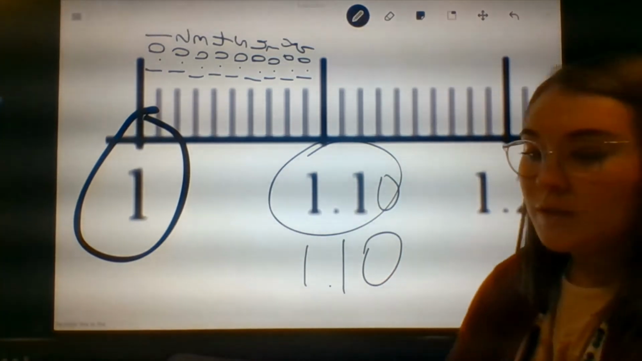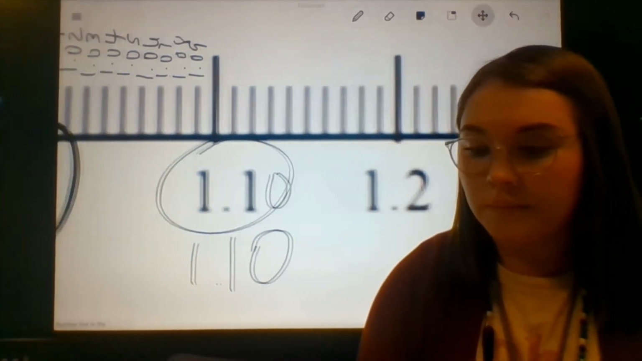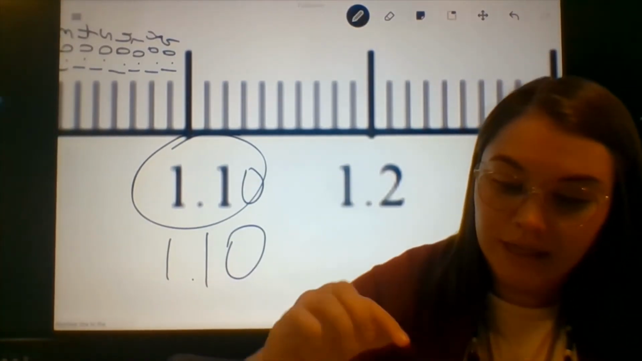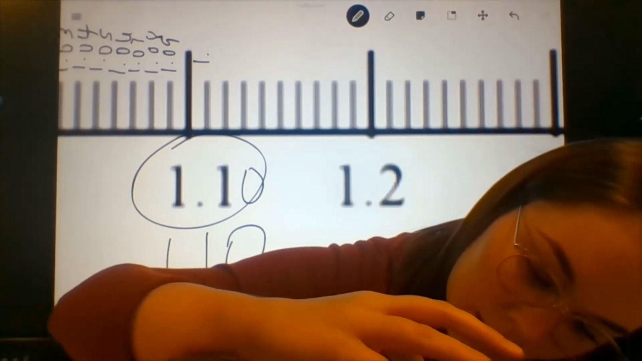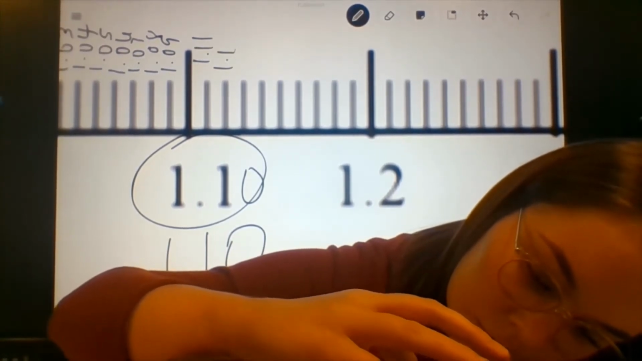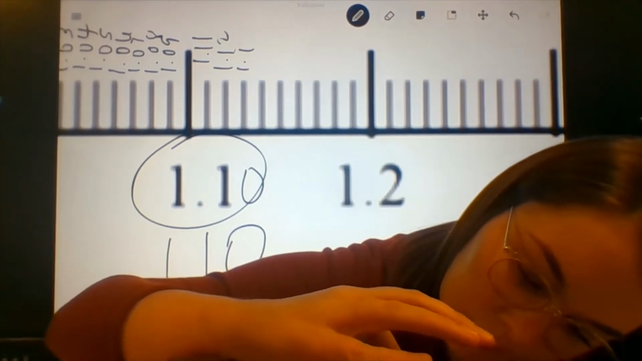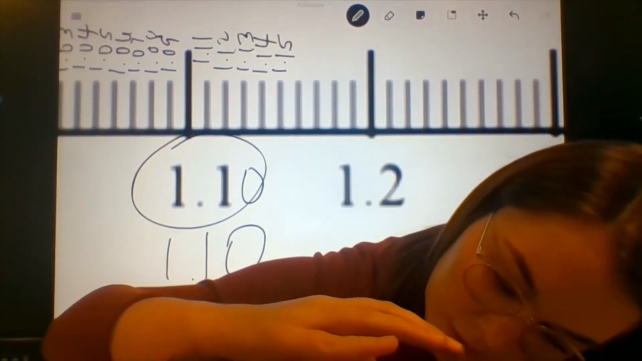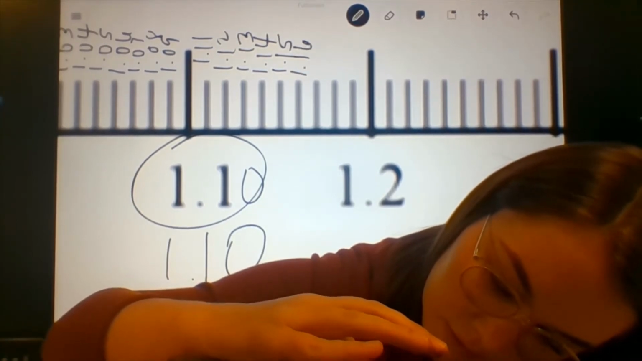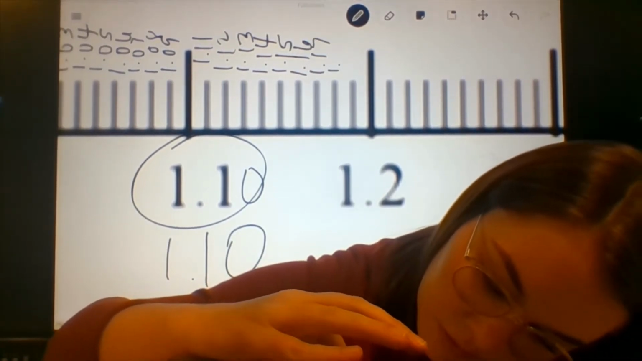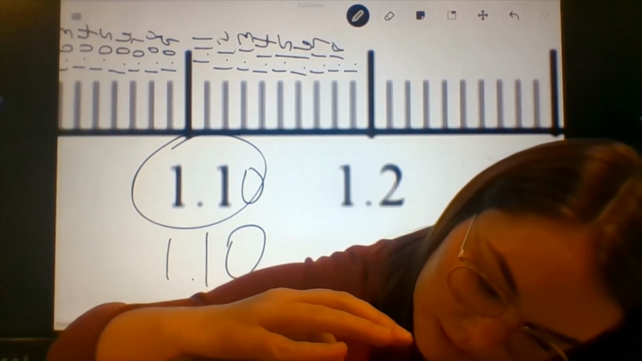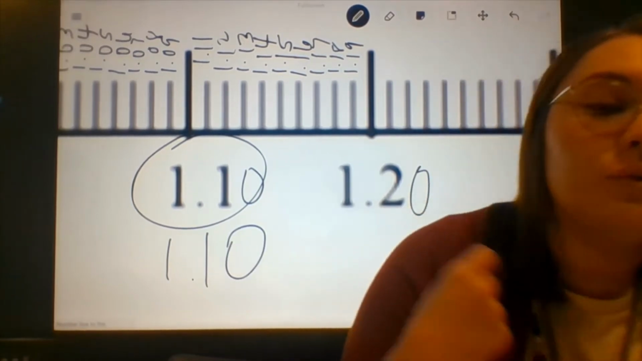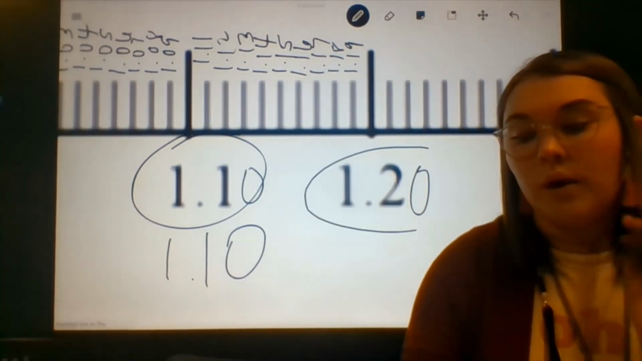So then when I go to the next, let's see if I can scoot over. When I go to the next one, I'm just going to keep counting. So 1 and 10/100ths, I'm going to go to 1 and 11/100ths, 1 and 12/100ths, 1 and 13/100ths, 1 and 14/100ths, 1 and 15/100ths, 1 and 16/100ths, 1 and 17/100ths, 1 and 18/100ths, 1 and 19/100ths, and then 1 and 20/100ths or 1 and 2/10.